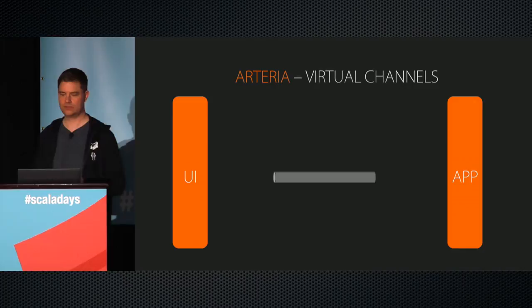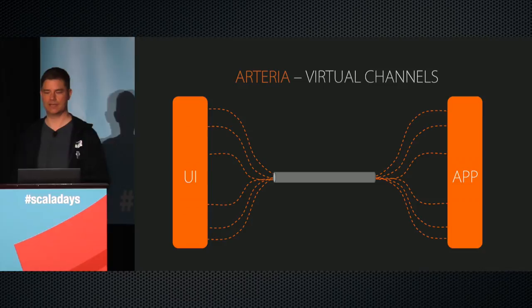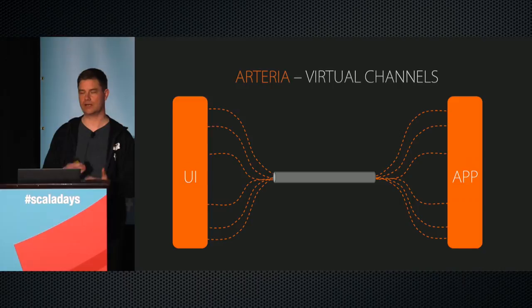To make the communication easier and type-safe, Suzaku utilizes a virtual channel system provided by the Arteria library, another library I created basically for this project. So Arteria hides the underlying plumbing and gives you a clear type-safe protocol for sending messages between the UI and the application. For example, each visible widget in the UI has its own channel to do this communication over.